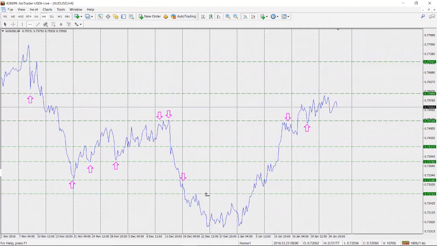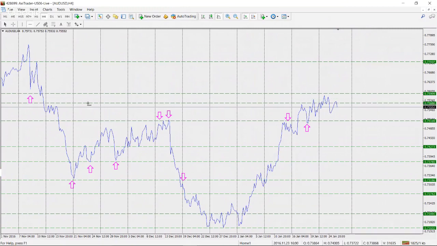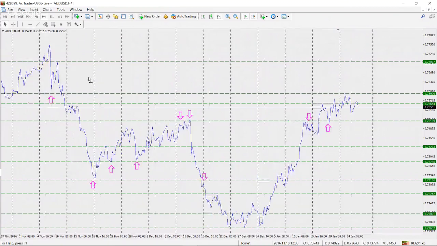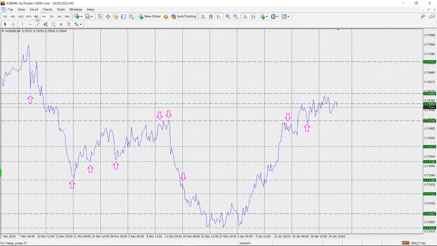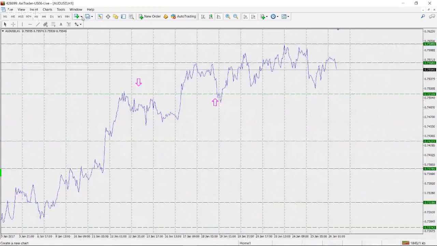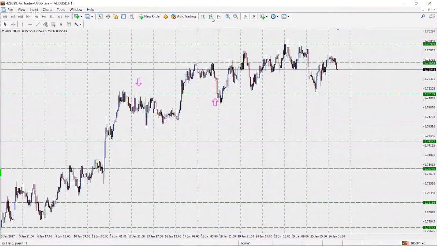Okay, so this is what I would do. I would draw these zones in like I'm doing right now, and you can obviously see the support and resistance. I'm doing this on the 4-hour chart because I want to trade the 1-hour chart. That's really what I'm looking for here, these places where the market has repeatedly bounced. Then I'm going to drop down to the 1-hour chart, and I'm going to go to the candlestick look.